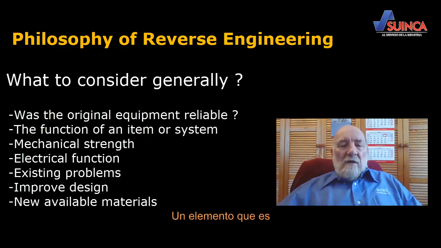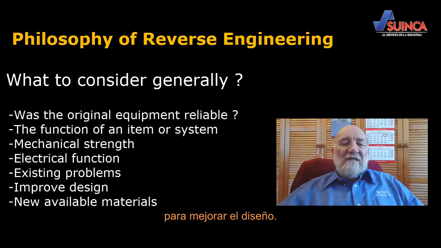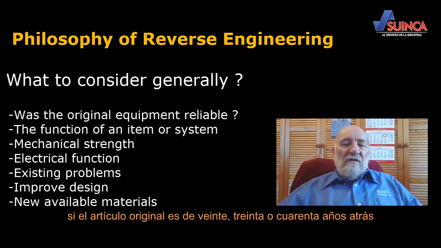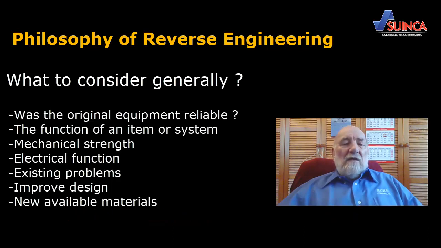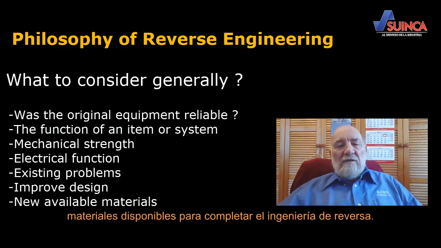One item which is overlooked by many people is that when we do reverse engineering, we like to improve the design. And this is possible with newly available materials. If the original item is 20, 30, 40 years old, there are almost always new and better materials available to complete the re-engineering.